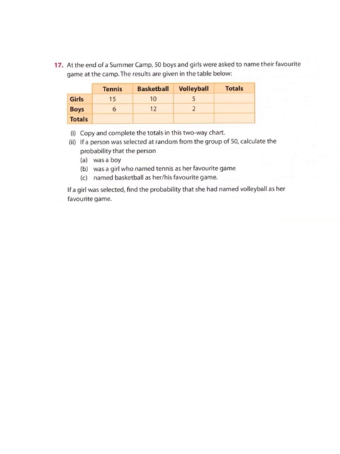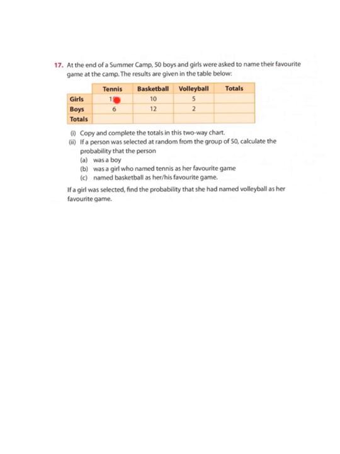Okay, so the last example then is where they give you a 2-way table, and you have to fill in the missing parts before you can answer the questions on the probability. So it says, at the end of a summer camp, 50 boys and girls were asked to name their favourite game at the camp. The results were given in the table below.